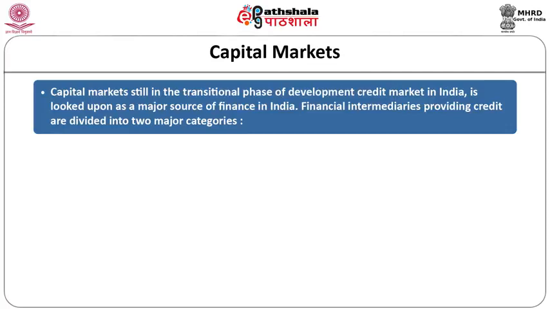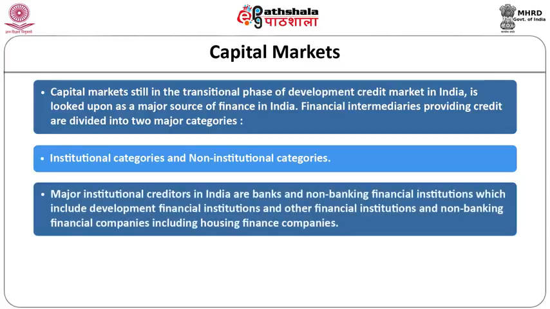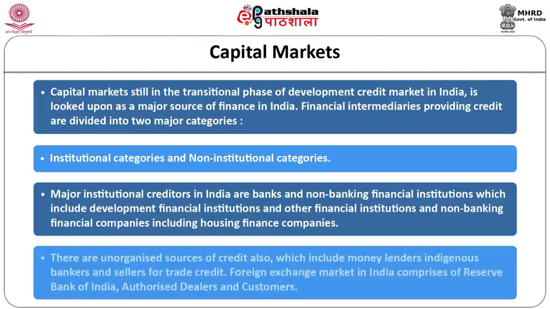Credit markets in India are looked upon as a major source of finance. Financial intermediaries providing credit are divided into two major categories: institutional and non-institutional. Major institutional creditors in India are banks and non-banking financial institutions, which include development financial institutions and other financial institutions, and non-banking financial companies including housing finance companies. There are unorganized sources of credit also, which include money lenders, indigenous bankers, and sellers of trade credit.